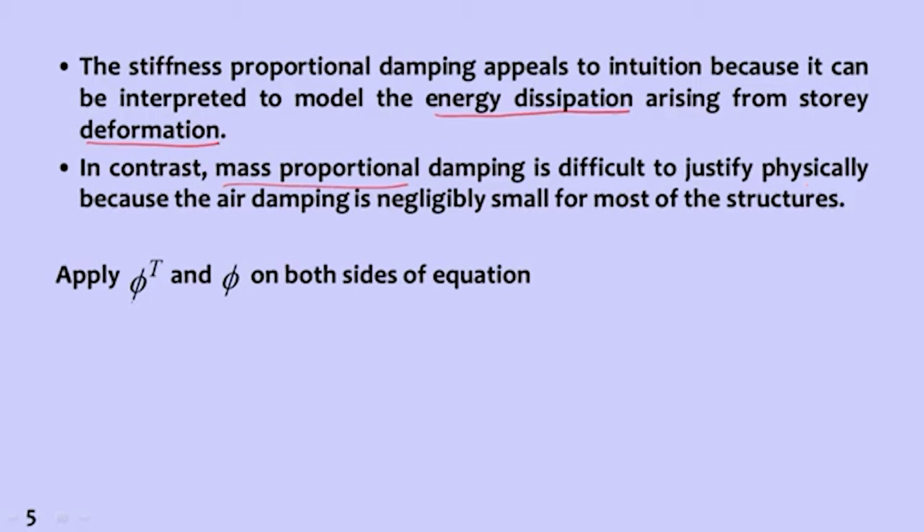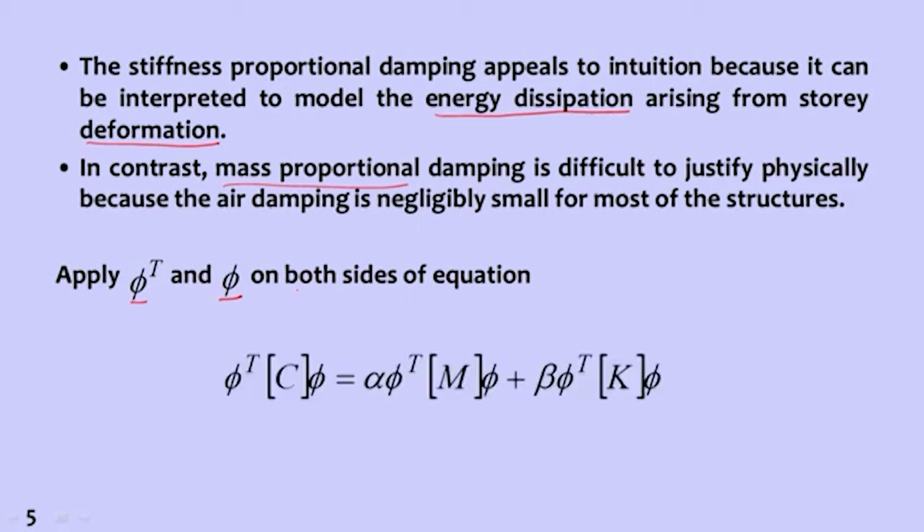Now when we have the modal matrix or modal vector, if we apply the modal matrix as phi transpose and multiply by phi on both sides of the equation, we will get a diagonal matrix because we decouple the equations and solve simultaneous equations. So C is equal to alpha times m plus beta times k. We are pre-multiplying and post-multiplying all these three terms with phi transpose and phi respectively.